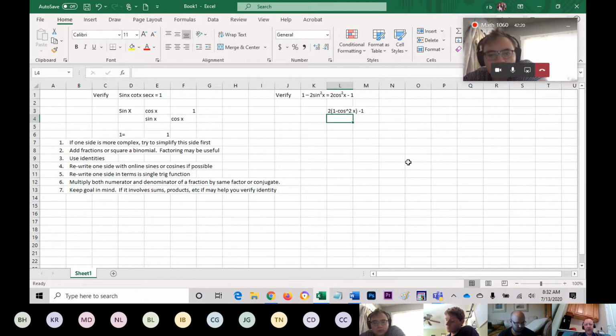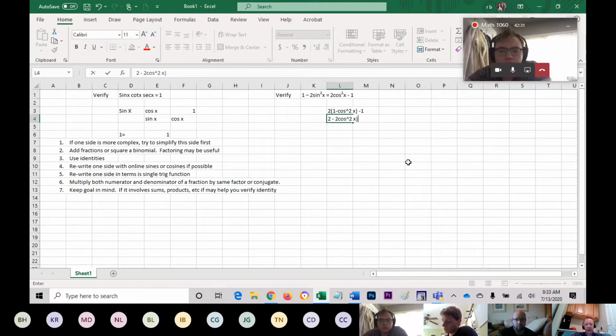Now I'm going to distribute that 2, and this is going to give me 2 minus 2 cosine squared of x minus 1. Is that supposed to be sine squared of x, not cosine? Yes, you're right. Sorry, I meant to put sine squared.